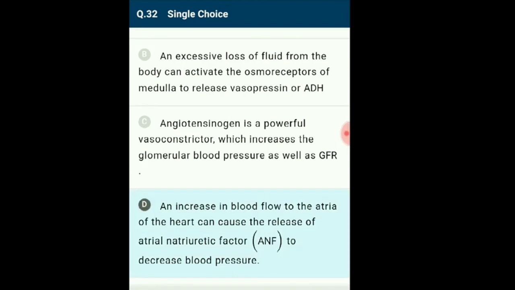An increase in blood flow to the atria of the heart can cause the release of atrial natriuretic factor, generally called ANF, to decrease blood pressure.